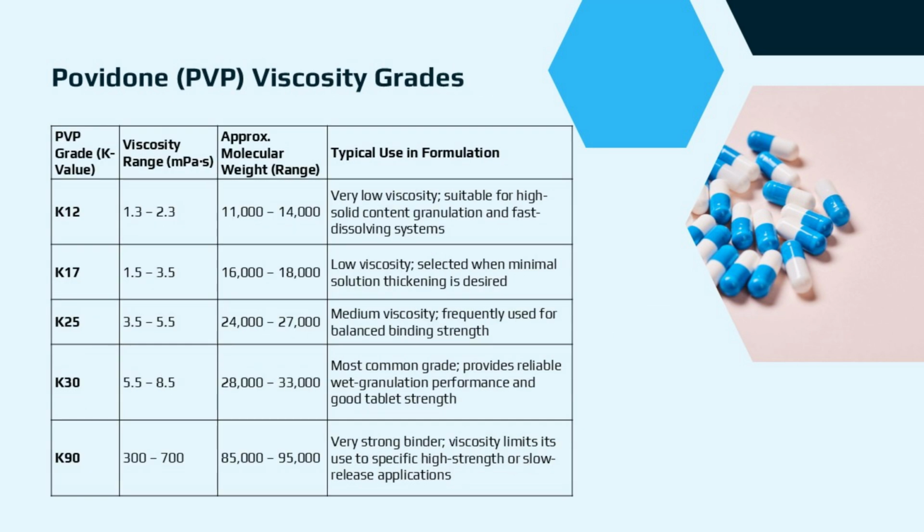PVP grades are distinguished by their molecular weight and expressed as K values. Higher K values correspond to higher viscosity and stronger binding potential. This allows formulators to select a grade that provides the desired balance between wettability, granulation flow, and tablet strength.